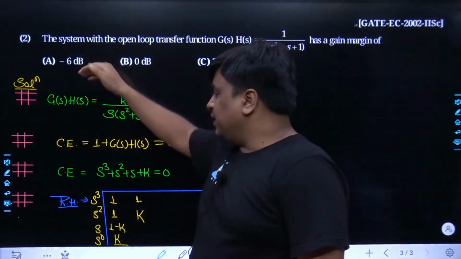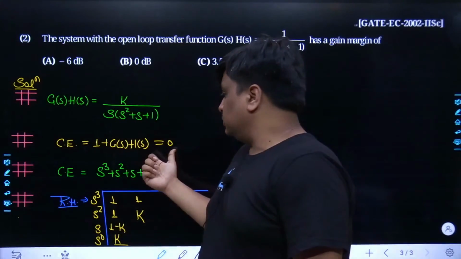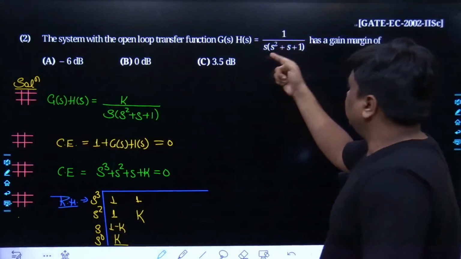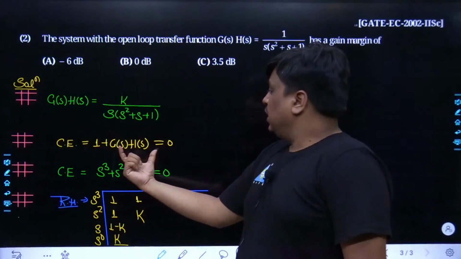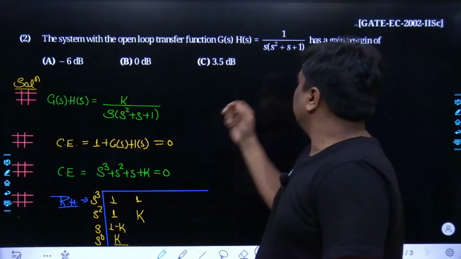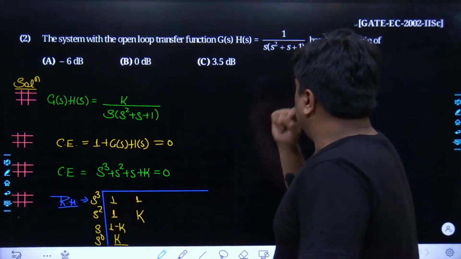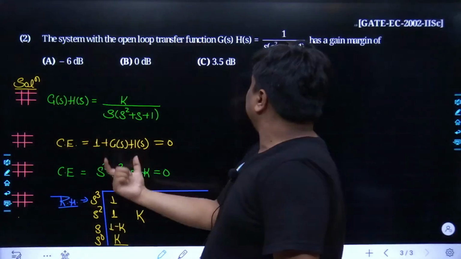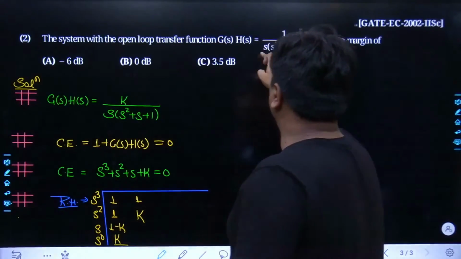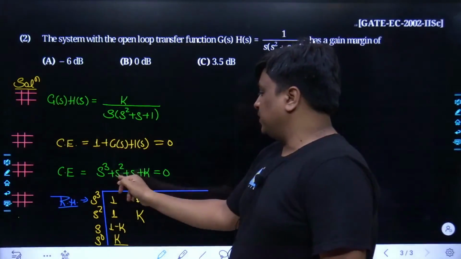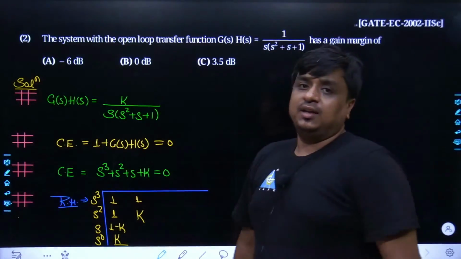And with the help of that OLTF, find its characteristic equation. Characteristic equation is defined as 1 plus OLTF equals 0. Obviously, the GsHs had been K divided by s within the bracket s square plus s plus 1. So that factor has been brought over here. Now when I took the LCM, may I know what would be the LCM over there? The LCM is simply going to be s multiplied with s square plus s plus 1. Now this factor would get shifted towards the right hand side and multiplied with 1. So we get s cube plus s square plus s plus K equals 0, because the factor which would be left out is simply K.